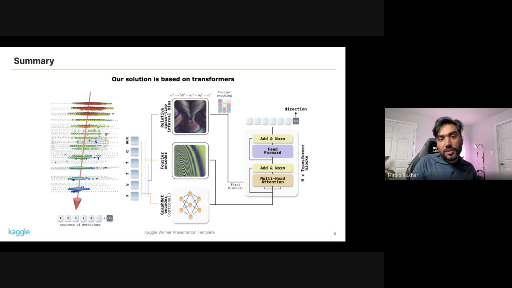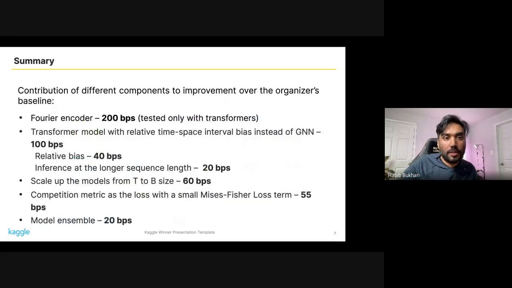When we were running these experiments, each of these components had some contribution to our final score. The biggest contribution we noticed was the Fourier encoder, which encodes the features. It gives approximately 200 basis point improvement. Then if we replace the graph neural network with the transformer and the relative space-time interval bias, it gives approximately 140 basis point improvement.